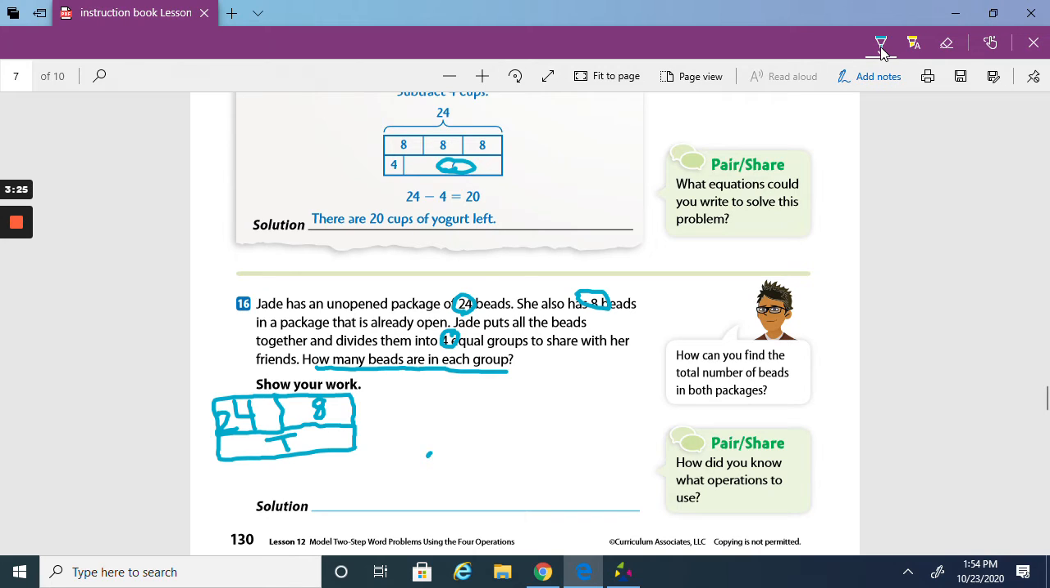If I'm putting things together, I know that I'm adding in this case because I don't have equal groups. I have a group of 24 and a group of 8. So if I have 24 and I add 8 to it, that's going to give me a total. That total, or T, is going to be equal to 32.